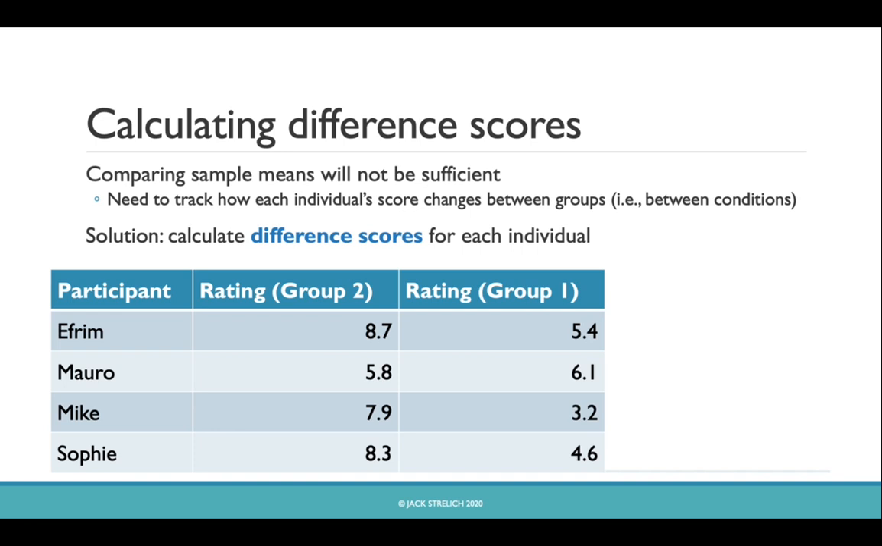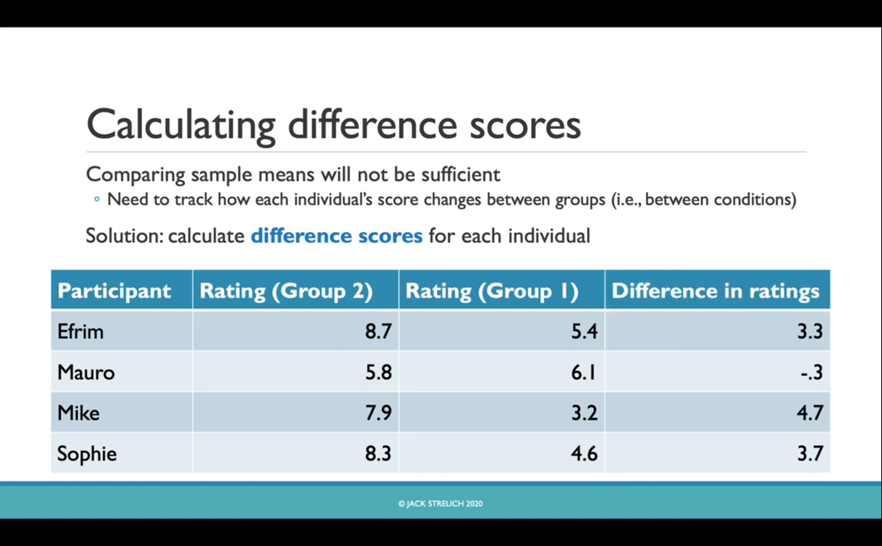So, let's say we look at 4 of our individuals and calculate their ratings for group 1 and for group 2. We then can calculate the difference in their ratings simply by subtracting their rating for group 1 from their rating for group 2. So here we see that 3 out of our 4 participants have positive differences in rating, meaning that they rated faces in group 2, the faces paired with positive information, as more attractive than the faces in group 1, the faces paired with negative information. The one exception to this is our second participant, Maro, who rated the faces in group 1 slightly higher than the faces in group 2, and thus has a negative difference score.